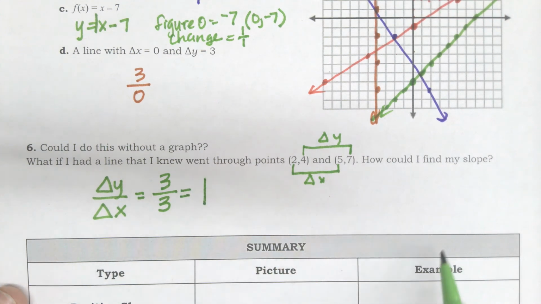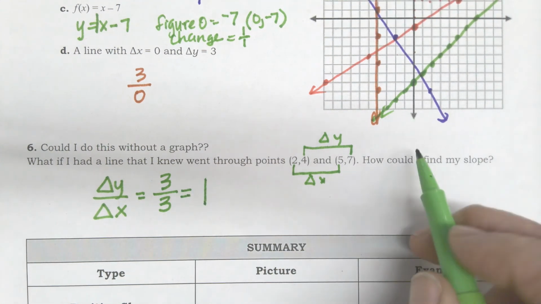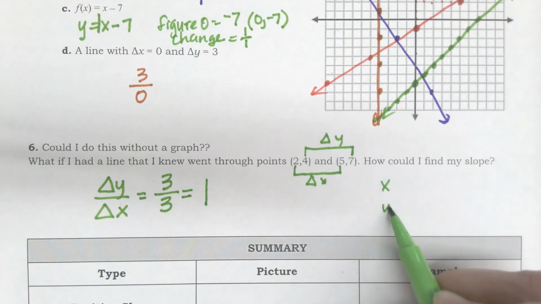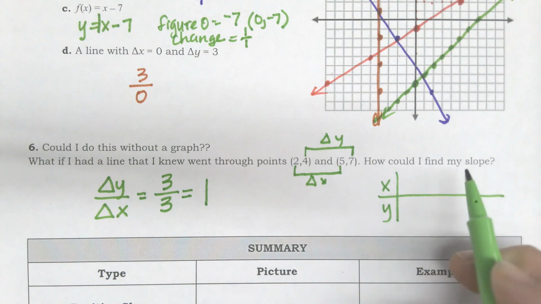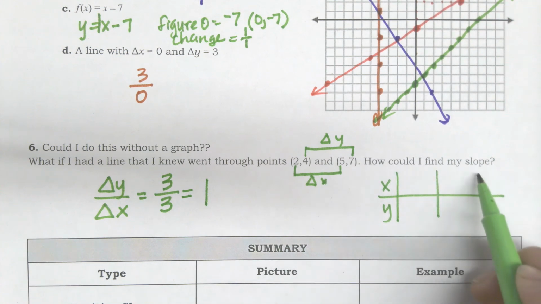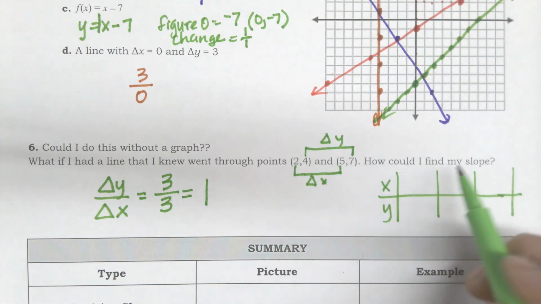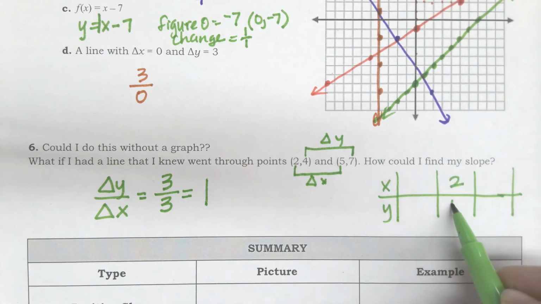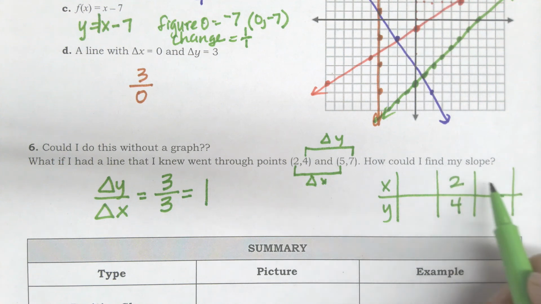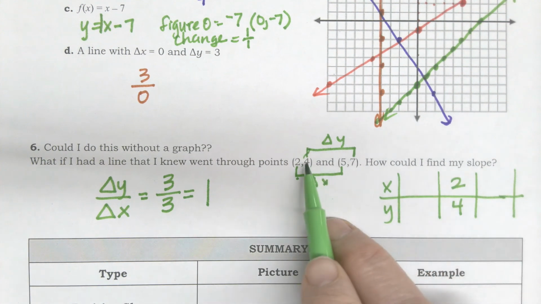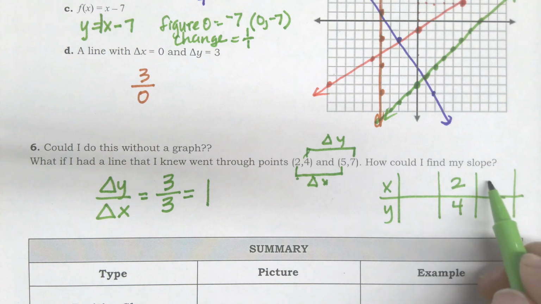So my change in y, 4 to 7, up 3, 2 to 5, up 3, that gives me a slope of 1. Another way that I could do that is to make a table where I have my x values and my y values. And I could just work through and try and find the pattern that I have. So if I had 2, 4, and I was trying to find how it's changing from each step, I could put in my values.